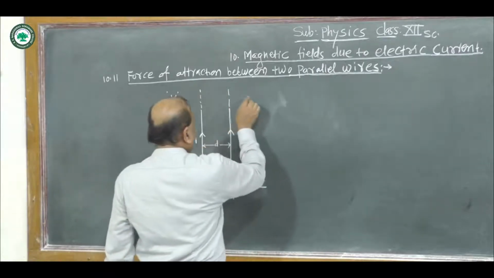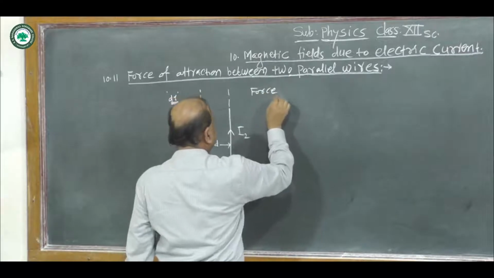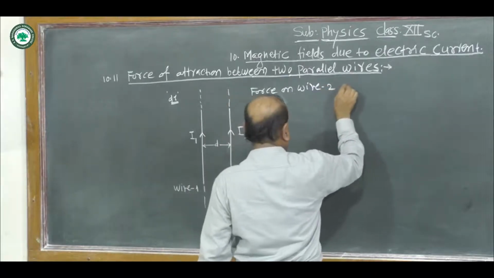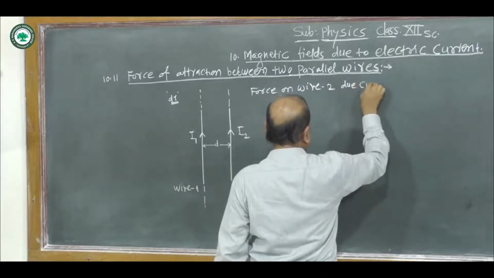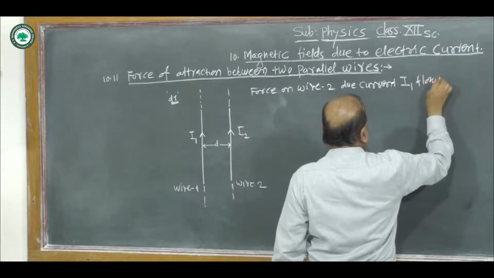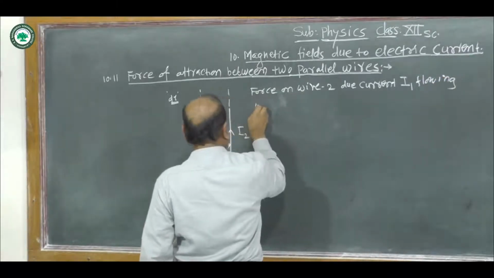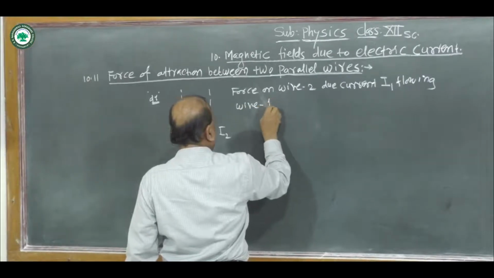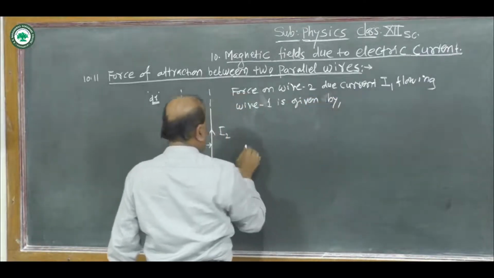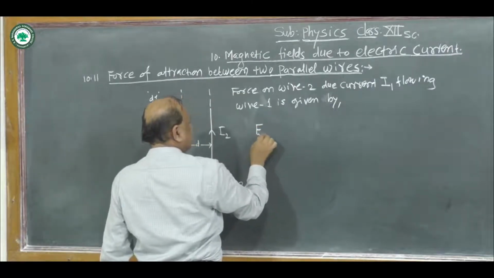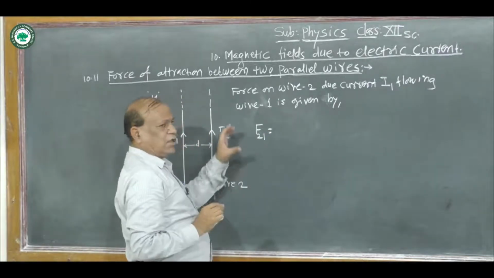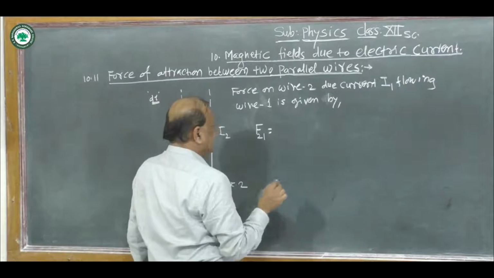Now here, what is the force? Now the force on wire 2 due to current I1 flowing in wire 1 is given by, meaning the force acting on wire 2 due to wire 1 is equal to, you know the formula for force produced by magnetic field, IBL here.